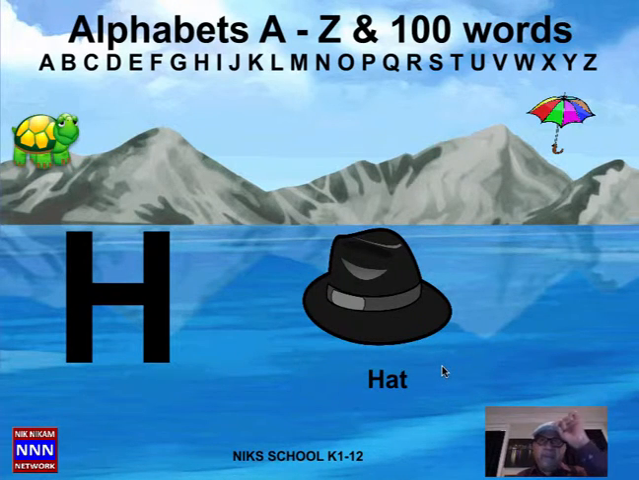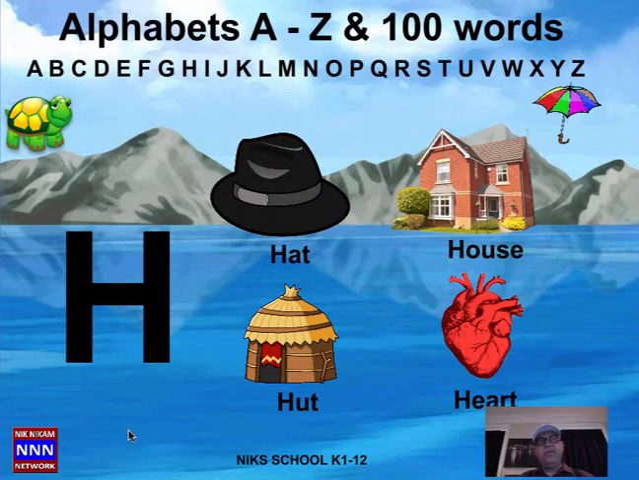The one I'm wearing is a cap. They call it a baseball cap. This is like a gentleman's hat. Okay, this is letter H. And as you can see, H comes after G. Okay, let's look at some more examples for letter H.